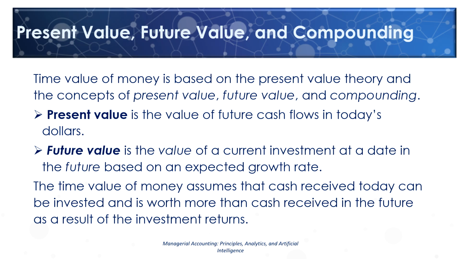Present value is the value today of a future amount of money. The future value is the value of money invested today after earning interest over time. Compounding is earning interest on both principal and accumulated interest. These concepts are essential in capital budgeting because companies must discount future cash flows into today's dollars.